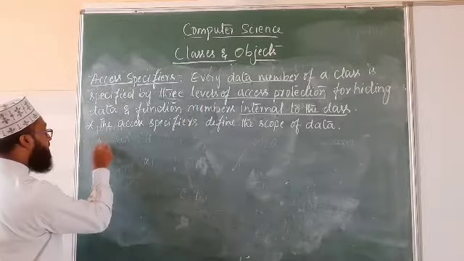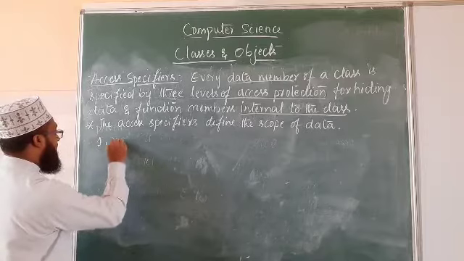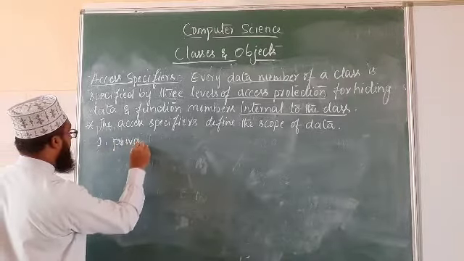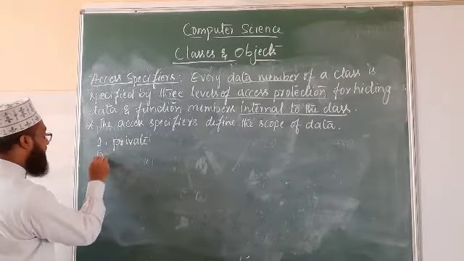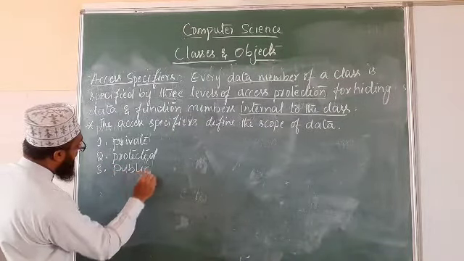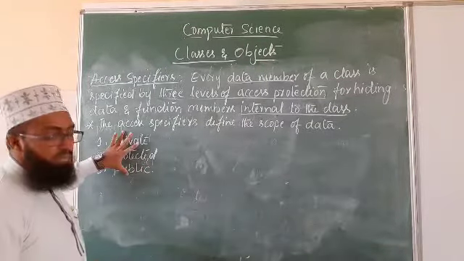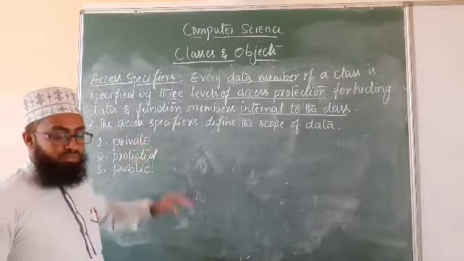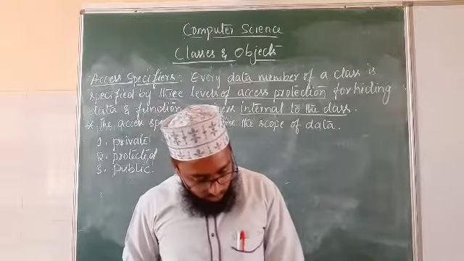And these access specifiers include three types. One is private, the second one is protected, and the third one is public. These are the three access specifiers we are going to discuss later in today's class.